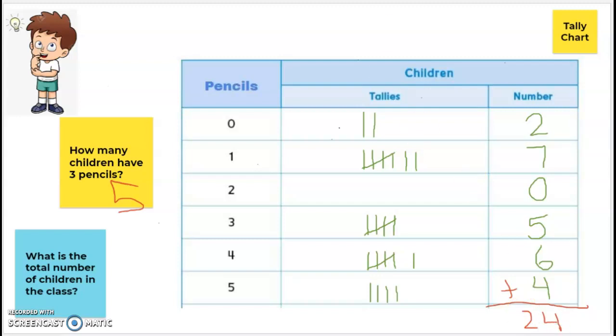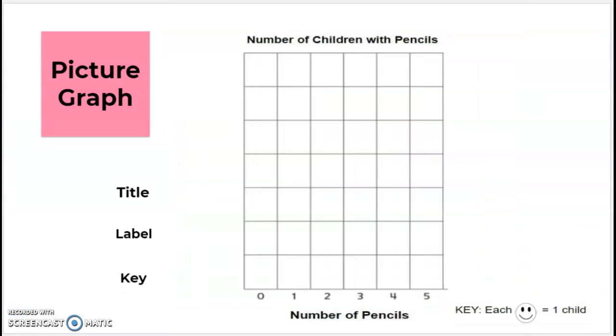We can take this information in the tally chart and organize it differently. A picture graph can give us different information organized in a different way. So we want to pay attention to these parts of a picture graph. The title, that's here. That's going to tell us the number of children with pencils. The label is an important part because it tells us what these numbers are counting going across. The key is really important. The key tells us what the picture is and what it represents. So 1 smile face represents 1 child.